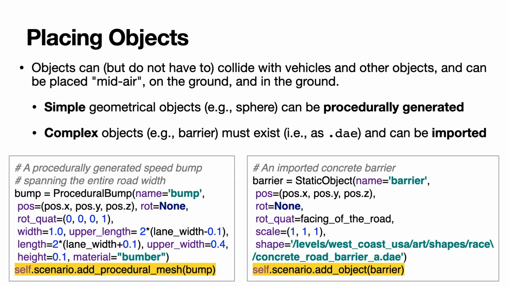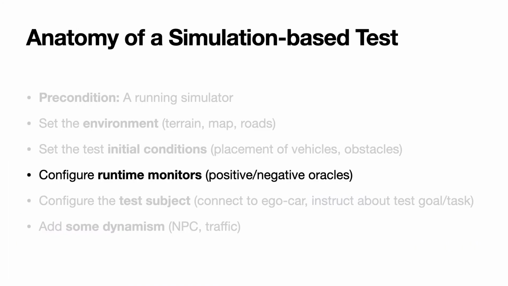So, for example, this concrete road barrier, and then tell my simulation, look, this is what you have to take. Create a static object, use this shapefile, and import it. So that's how I can set up the initial condition. Okay, I place the static objects and the vehicles.